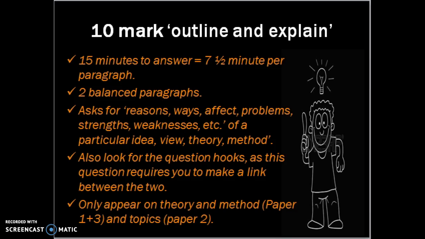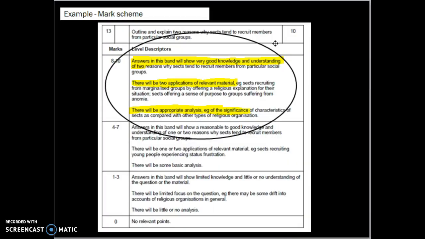It asks for reasons, ways, effects, problems, strengths, weaknesses, etc. of a particular idea, view, theory or method. And also look for the question hooks, as this question requires you to make a link between the two. It only appears on the theory and methods, which is on paper 1 and 3, and topics, which is on paper 2. As you can see, I'm focusing on the top band of the mark scheme, so you can understand what you need to do to score highly.